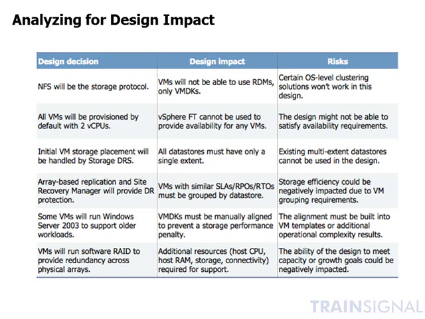And what I've tried to do here is mix it up, not only have decisions that affect VMs directly, although everything will affect the VMs, but some decisions are VM centric, other decisions are perhaps storage or networking centric, and I want to show how they can impact the design. So if we look at the first one, we talk about NFS being the storage protocol of choice. Well, then the natural impact from that is going to be that VMs are not going to be able to use raw device mappings, only VMDKs.